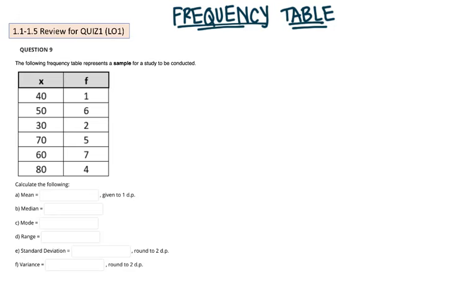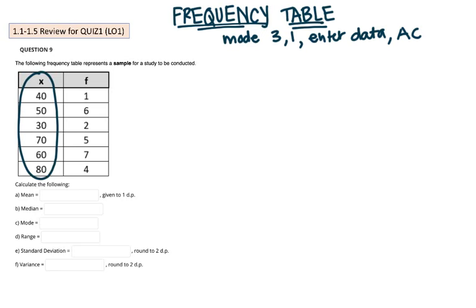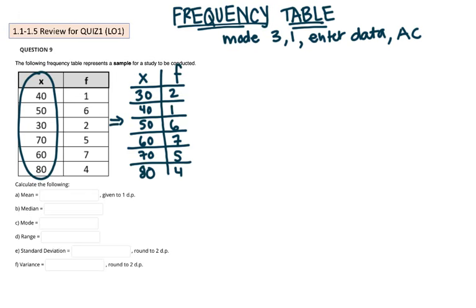Okay, this is a similar question, but now instead of raw data, we're given a frequency table. So the first thing we do is we press mode 3-1, we enter the data, then we press AC. But even before that, as I started typing, I noticed a problem with the data. It's not really a problem, it's just not that nice. The data is out of order. So better to put it in order. This will help us, especially for the median question later. Okay, so now I rearranged the frequency table so it's going in order from smallest to biggest. And I did mode 3-1, I entered the data, press AC.